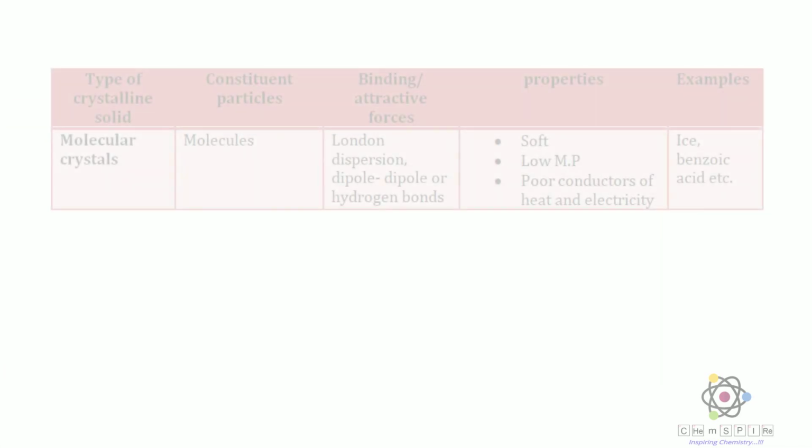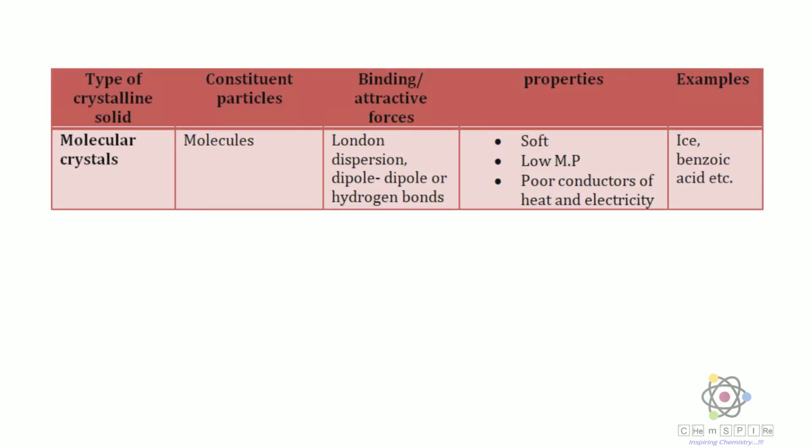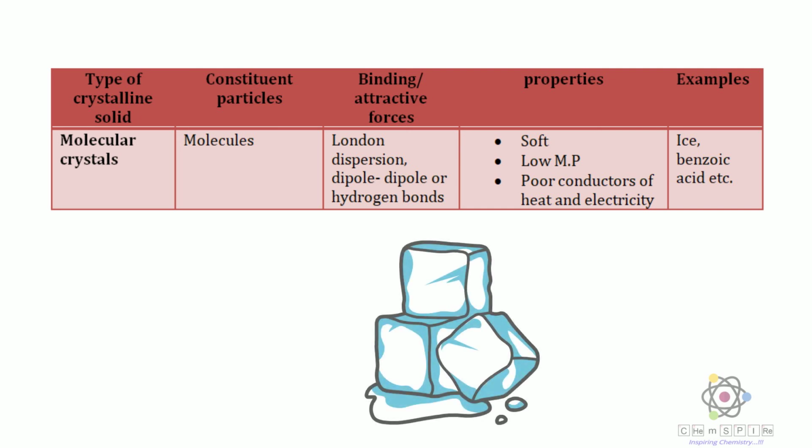Next is molecular solids or molecular crystals. The constituent particles in them are obviously molecules, as the name suggests. These are bound together by London dispersion forces, dipole-dipole interactions or hydrogen bonds. They are very soft and hence they have low melting points. They are poor conductors of heat and electricity, and examples are ice, benzoic acid, etc.